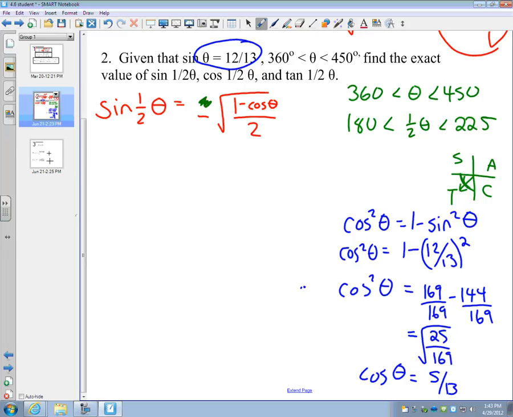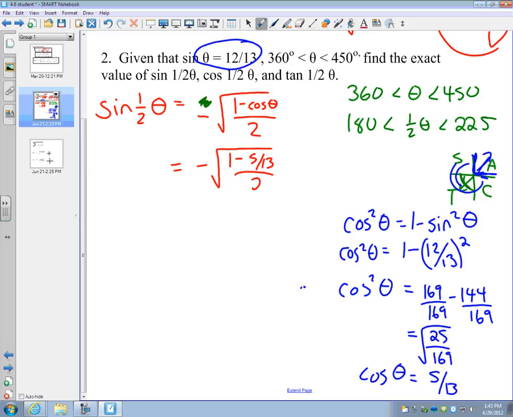And remember, theta is between 360, which is right here, to 450. So it could be positive. We're just going to leave it positive because that's a large range. 360 to 450 means it's right here. So we're going to leave it positive. Now we can substitute in that 5/13. So this is equal to negative the square root of 1 minus 5/13 over 2.